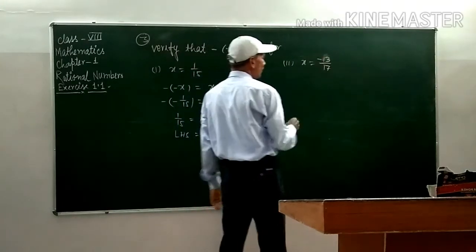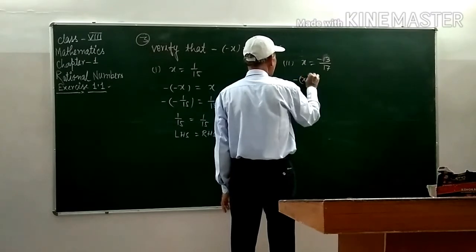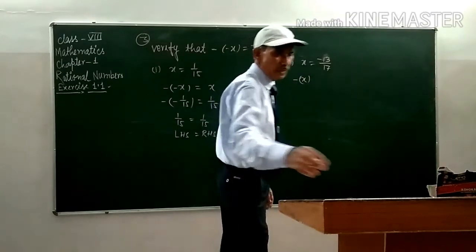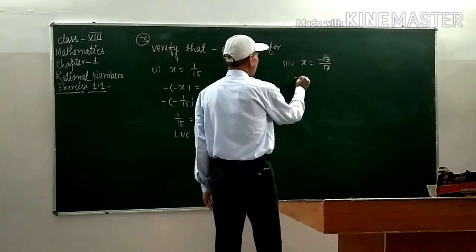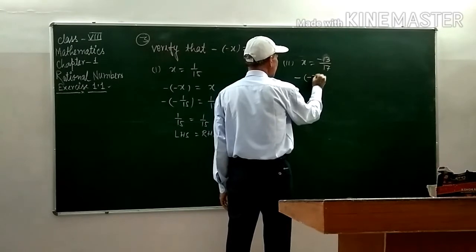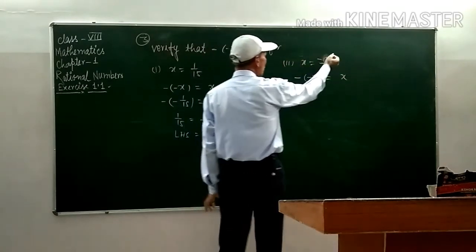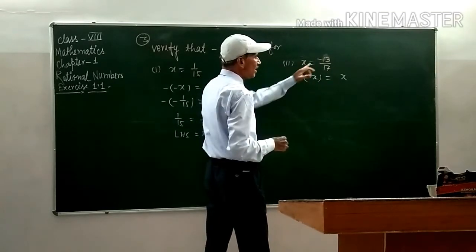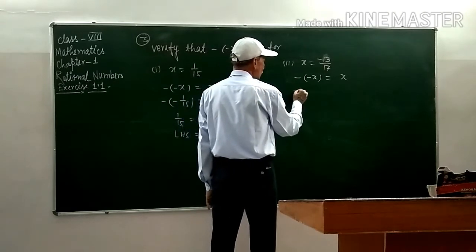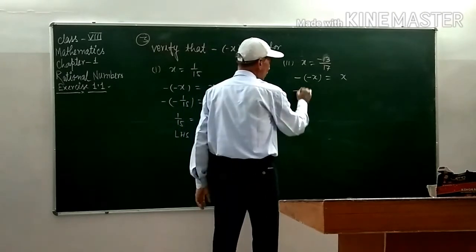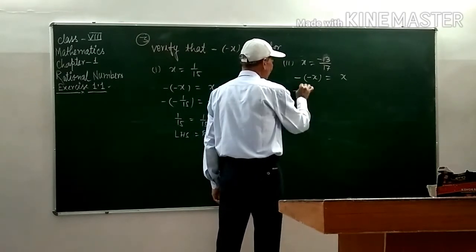Okay. For the second number, we have to do this. So what is this equation? Minus, again minus x is equal to x. We have to prove this. Okay. So the number is, in place of x, we have to put a number, that is minus 13 by 17. So first put the sign negative, after that negative, and after that you have to put the value, take here a square bracket.